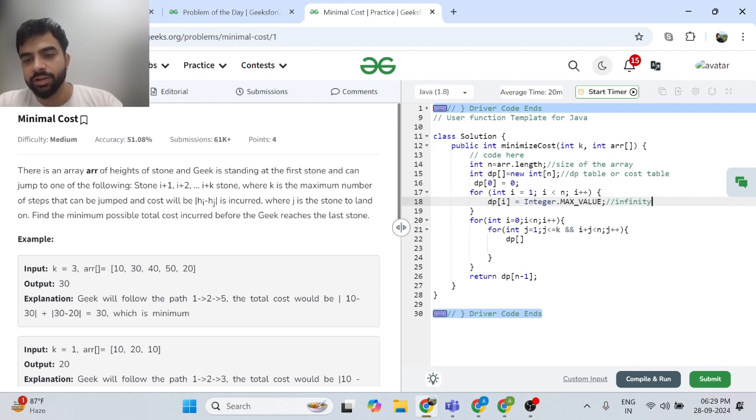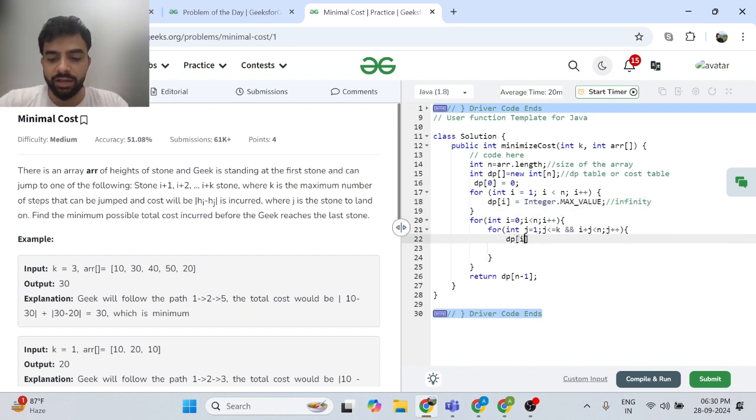Next, I am traversing through the array with i from 0 to n, and the j loop is nothing but checking the number of jumps. So what I will be checking is, I can write the cost as dp of i plus j equals Math.min. I have to take the minimum of two costs, right? So the initial cost is dp of i plus j, comma dp of i plus Math.abs of array of i minus array of i plus j. Just a second.